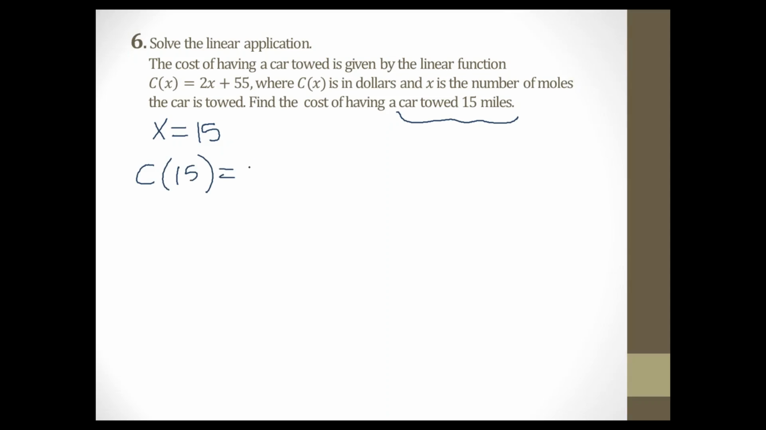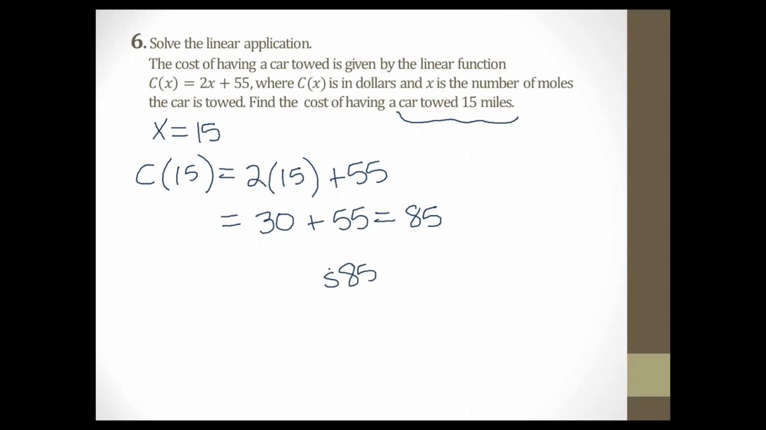So what that means is that we're going to plug in 15 everywhere we see x. So 2 times x would be 2 times 15 plus 55. So 2 times 15 is 30, plus 55 equals 85. So the cost of having a car towed 15 miles will be $85. So just make sure that you know which value equals your x and plug it in appropriately.